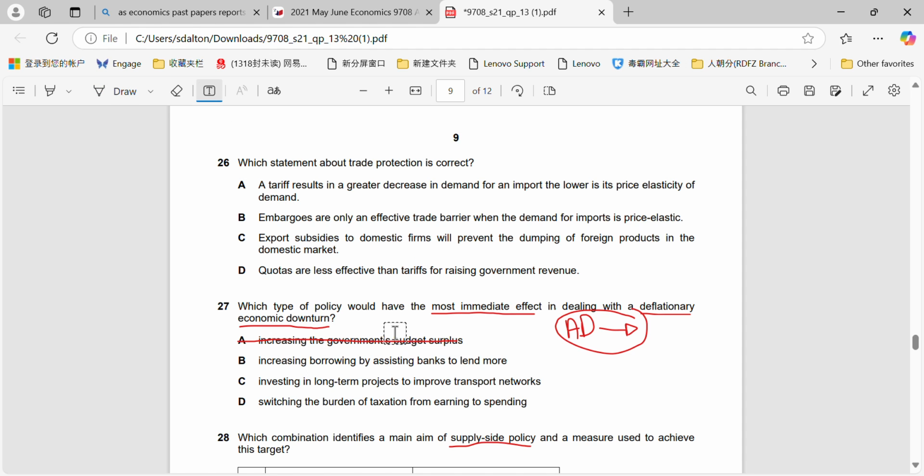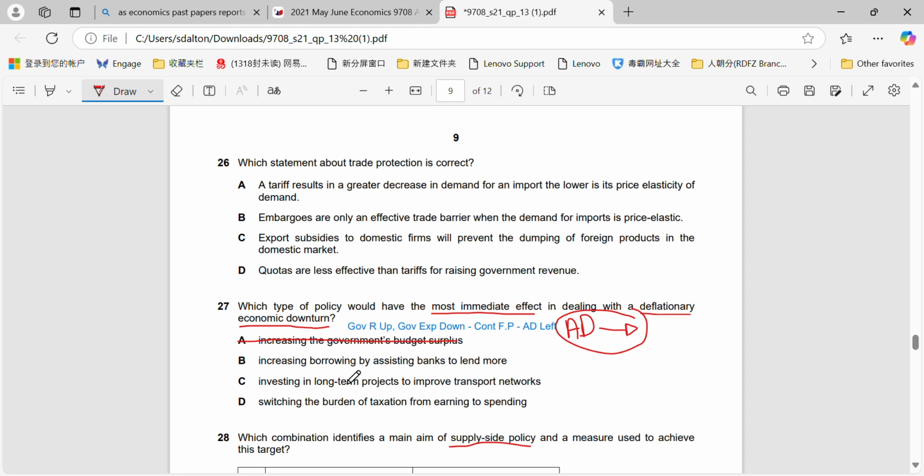revenue rising and government expenditure going down, which would tell us that they're using contractionary fiscal policy, increasing taxes and decreasing government spending, and that would move aggregate demand to the left, not to the right. So that would be the opposite of the policy we'd be trying to follow.